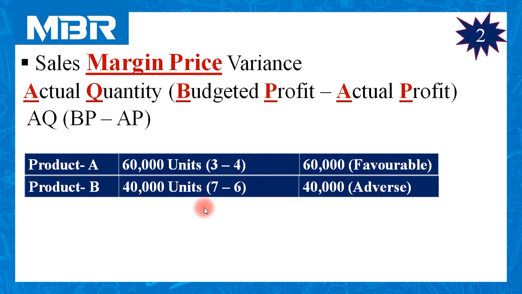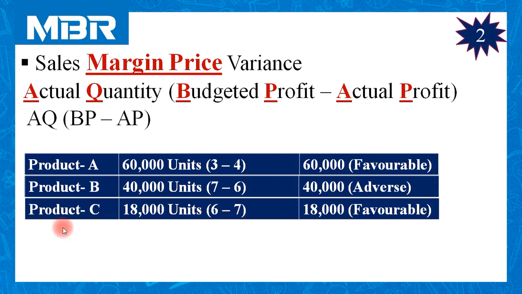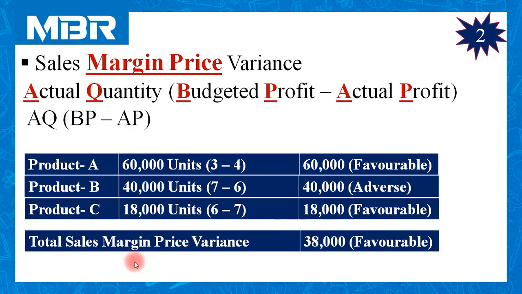Same way for product B, situation is opposite. Because budgeted profit is rupees 7 and actual profit is rupees 6. So profit is decreased by rupee 1. So total profit decreased by rupees 40,000. So the situation is negative or adverse. For product C, again profit is increased by rupee 1 per unit. For 18,000 units, it is 18,000 favorable. So total sales margin price variance for the company is rupees 38,000 favorable.